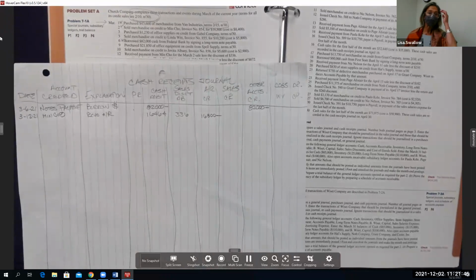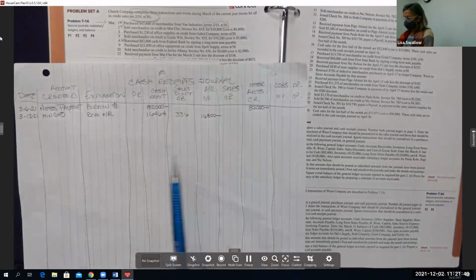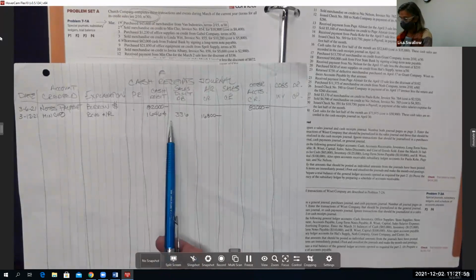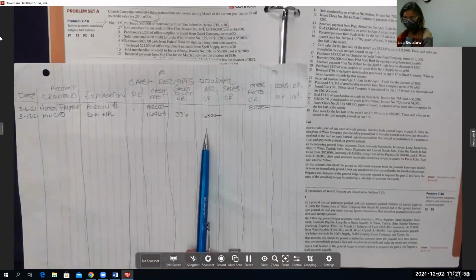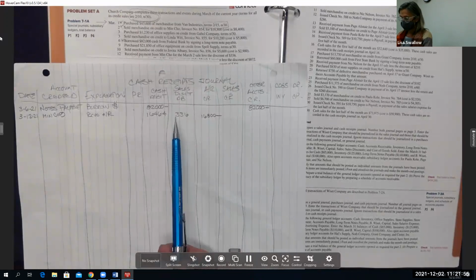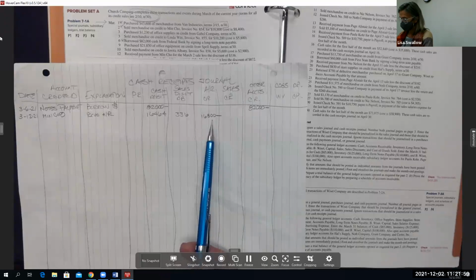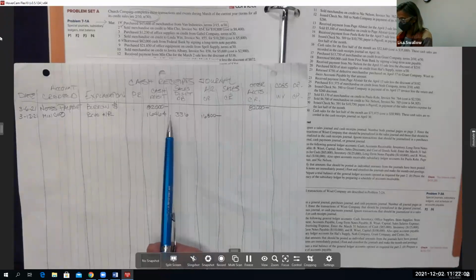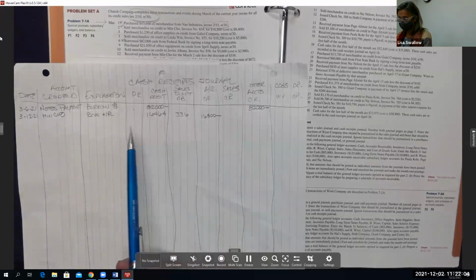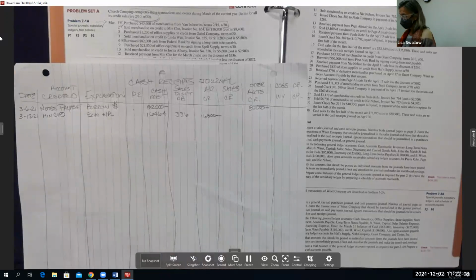Okay, so what I think I have to do in my cash receipts journal, they paid me within the discount period. I've got to pull the entire AR off. They calculated the discount for me, and the amount of the AR minus the discount is what they wrote me a check for. Does that make sense? And I entered Min Cho in here.